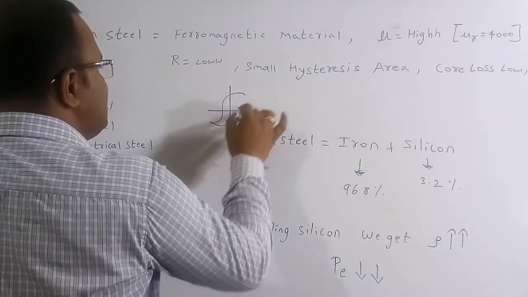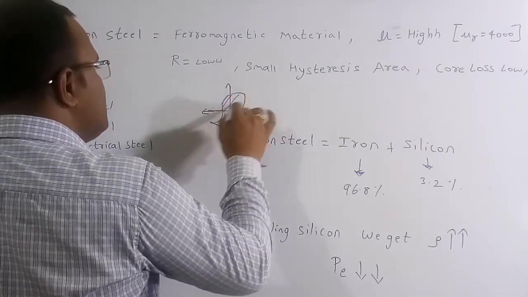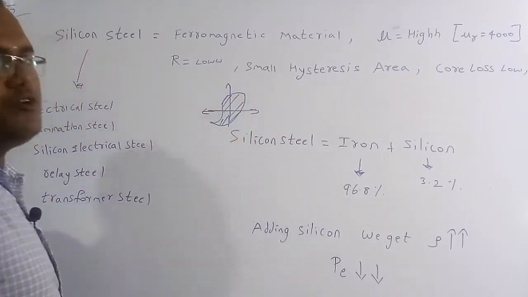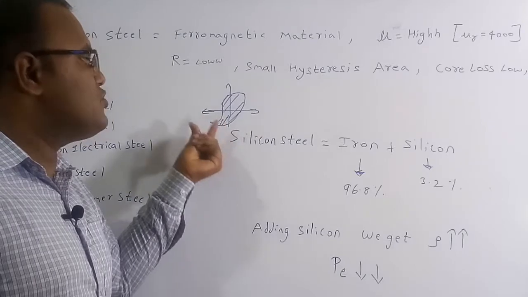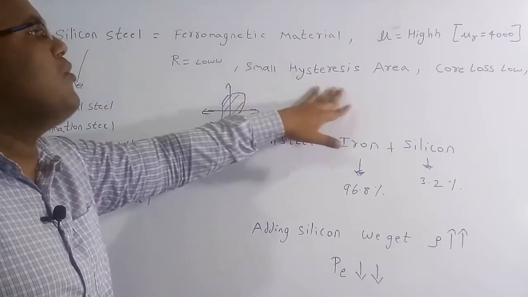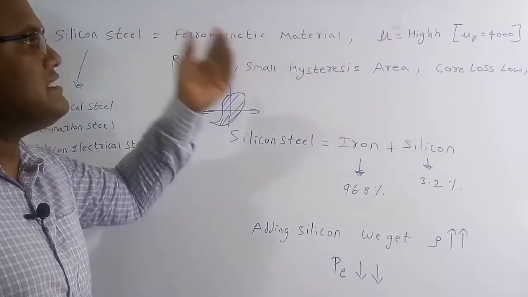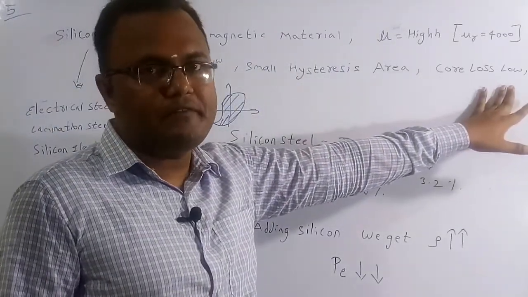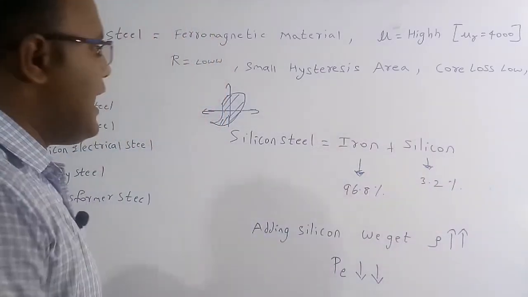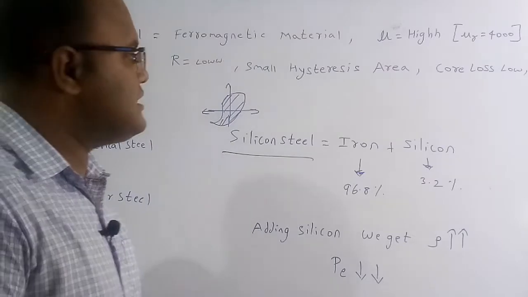It means that there is a small hysteresis loss, because the area of the BH loop tells you how much loss there is in the dipoles. So if this area itself is low, it gives you a small hysteresis loss. As hysteresis losses are very low, the core loss is also very low.